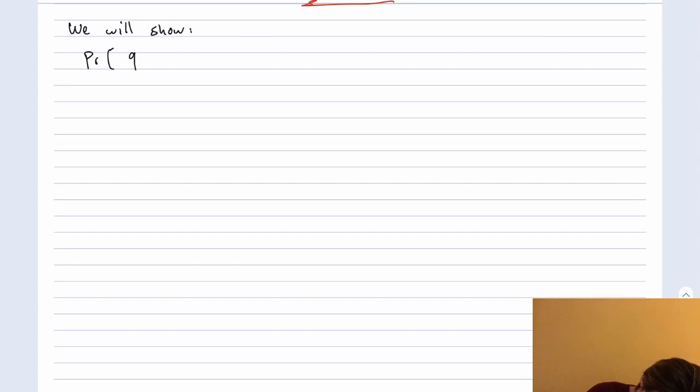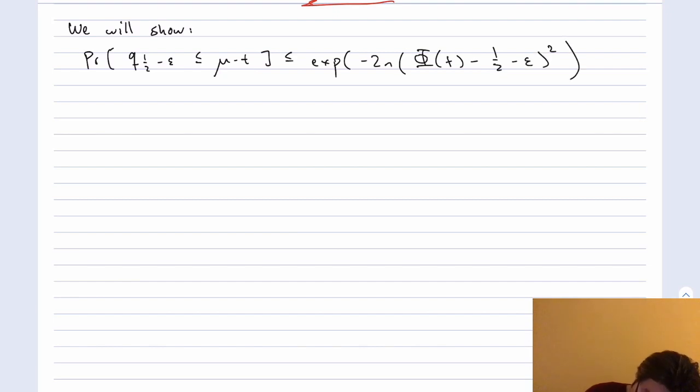So let's make this rigorous now. What we're going to show is one direction of this, and then the other direction should follow symmetrically, so we'll omit it. So what we will show is the following. That the probability that the 1/2 minus epsilon quantile is less than mu minus t is less than exp of minus 2n phi of t minus 1/2 minus epsilon, squared.